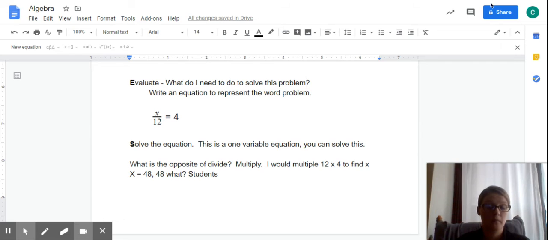Multiply. So I'm going to take 12 times 4 to figure out what x is, because I know there are 12 groups and there are 4 students in each group. So I'm going to take 12 times 4 and get 48. And don't forget to label. I want to know, are those 48 puppies? 48 ice cream cones? 48 students.